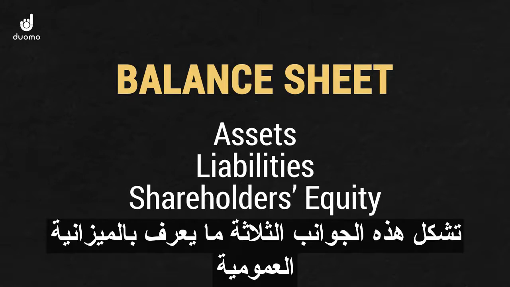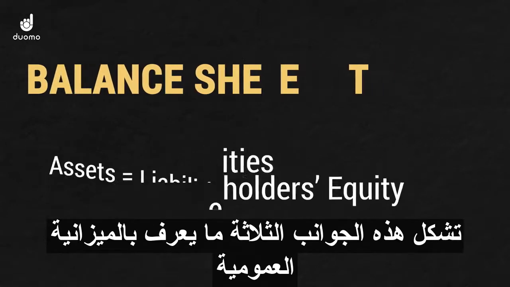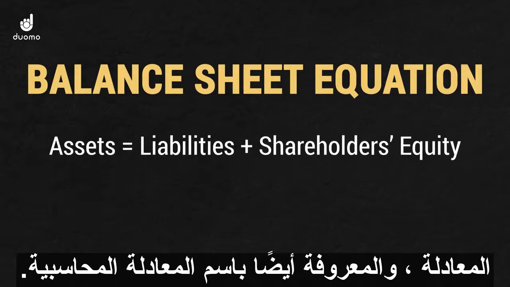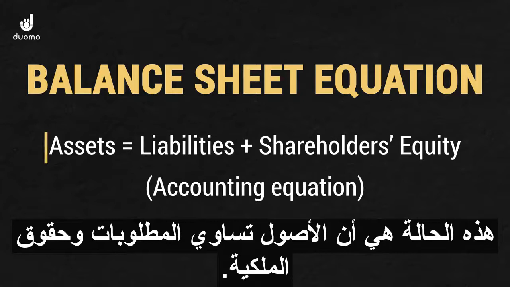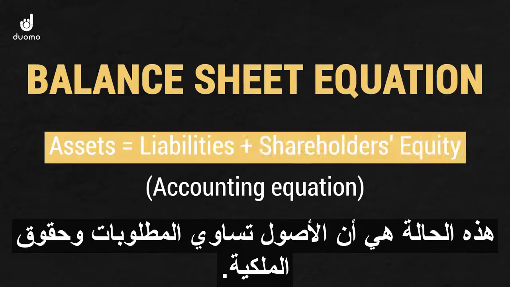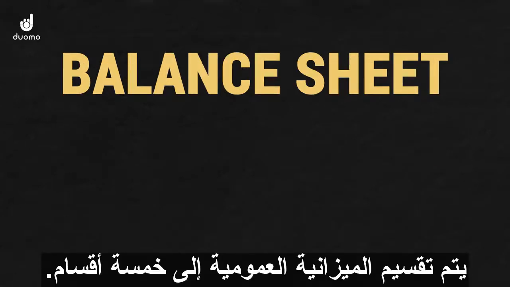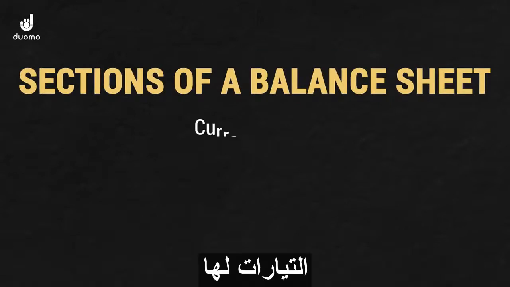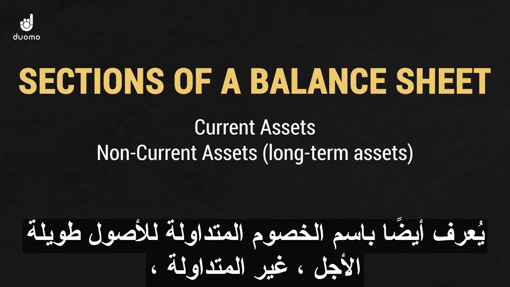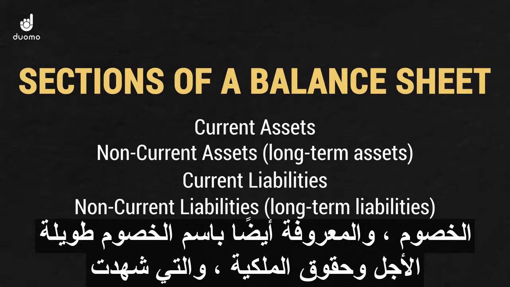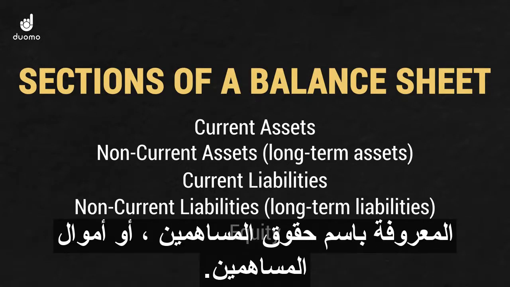These three aspects make up what is known as the balance sheet equation, also known as the accounting equation. This states that assets are equal to liabilities and equity. The balance sheet is split into 5 sections. Current assets, non-current assets, also known as long-term assets, current liabilities, non-current liabilities, also known as long-term liabilities, and equity, which is also known as shareholders' equity or shareholders' funds.